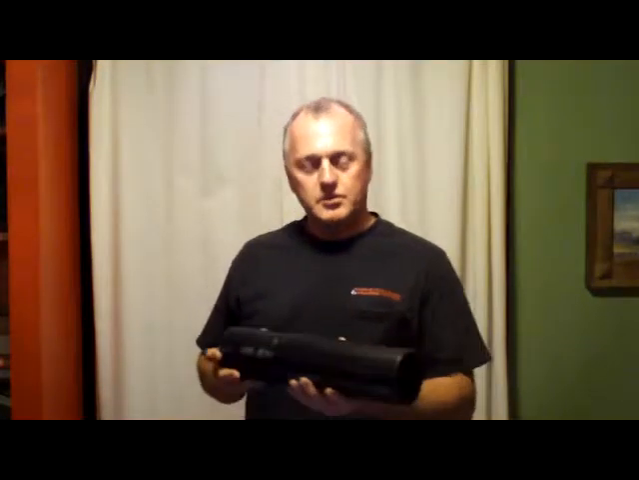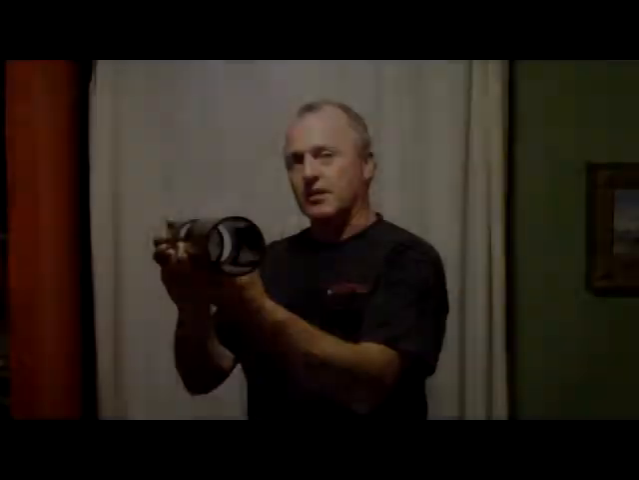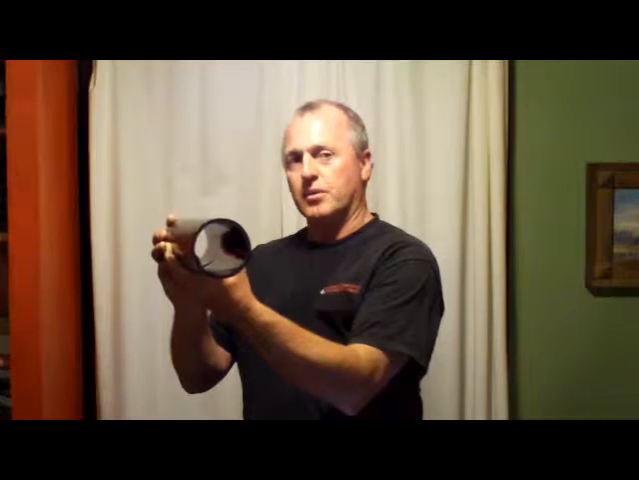Today we're going to talk a little about sewers. Sewers convey water and wastewater away from homes, and oftentimes there are problems with sewers because of how the sewer changes for many different reasons. Common issues may include pipe offsets, separations, grade issues, root intrusion, cracks and breaks, tuberculite buildup, and scaling. An offset is where the pipe actually shifts side to side, generally because where they're fitted together is the weakest point.